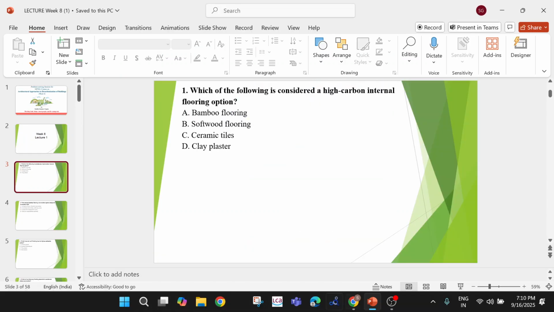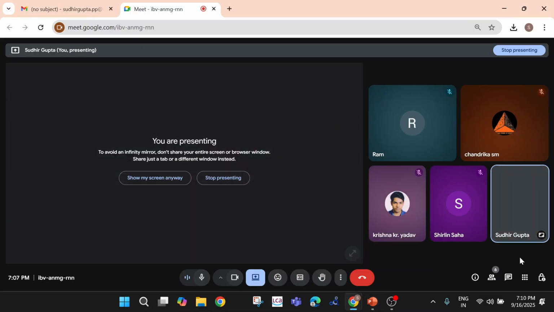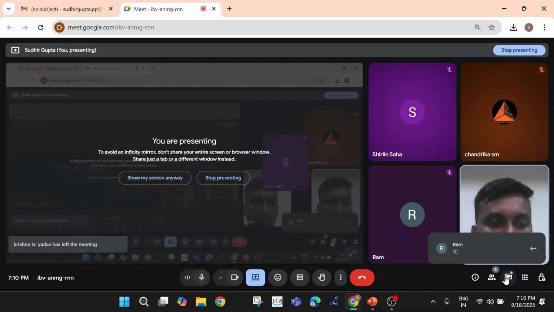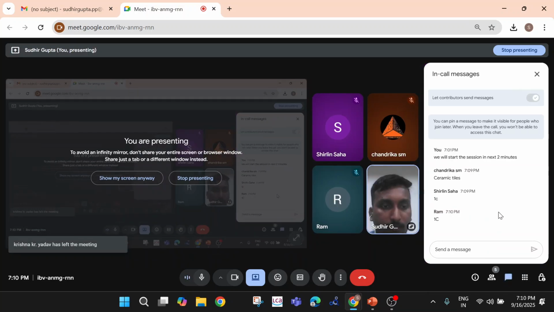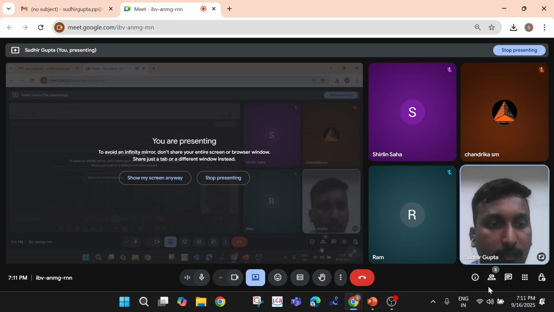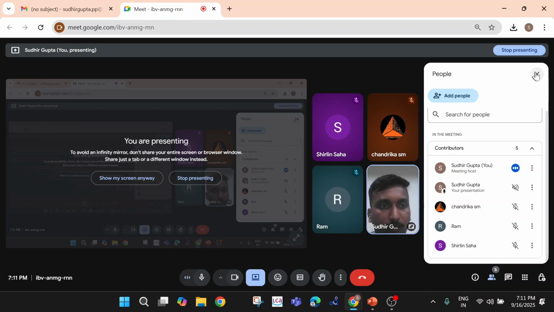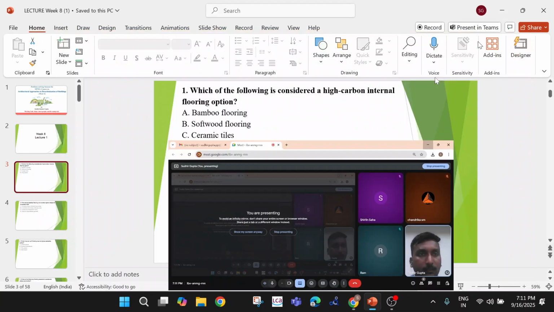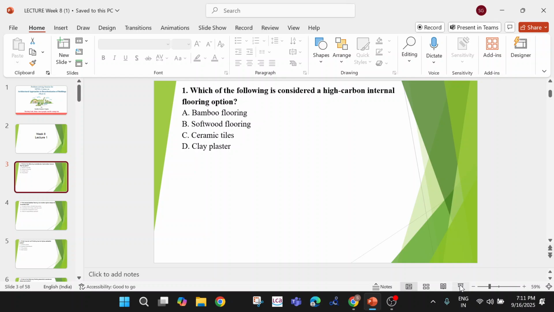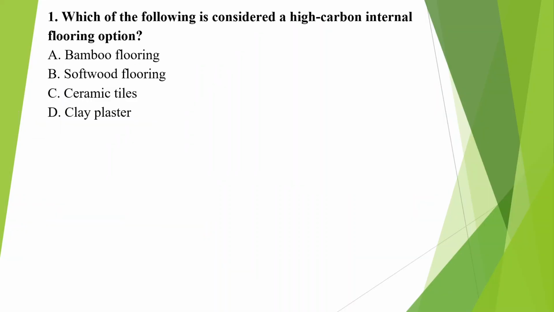As I can see, for question number one several participants have given their answers. Chandrika was first to answer, and others are also answering, and all of them are answering option C, that is ceramic tiles. Yeah, so ceramic tiles is the correct answer. Option C is the correct answer for this particular question number one.